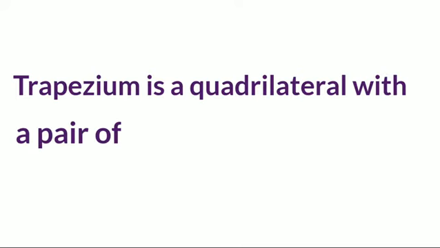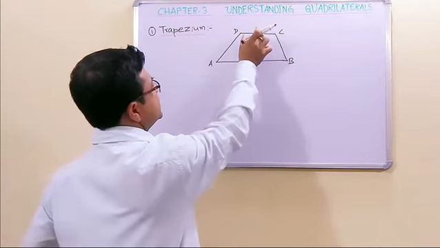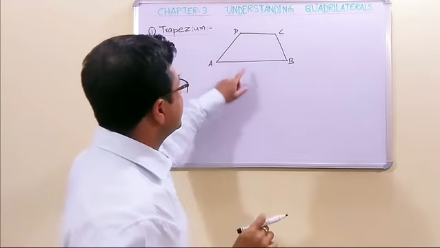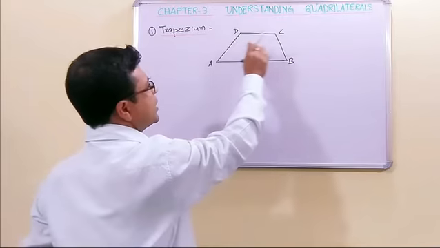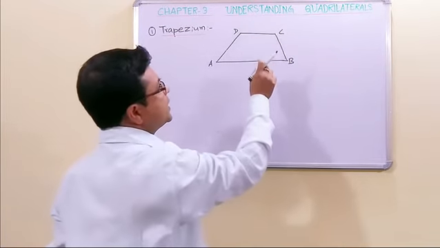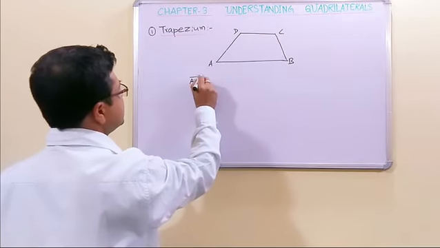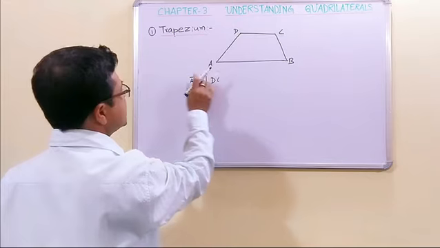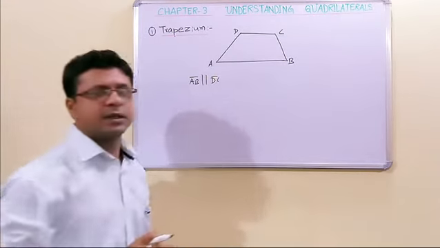Here only AB and CD, or DC, AB and DC, are parallel. Only one pair of opposite sides. These two are also opposite sides, but they are not parallel. Only one pair of opposite sides are parallel. AB is parallel to DC. It is a line segment, so a bar is given, that is a definite or fixed length.